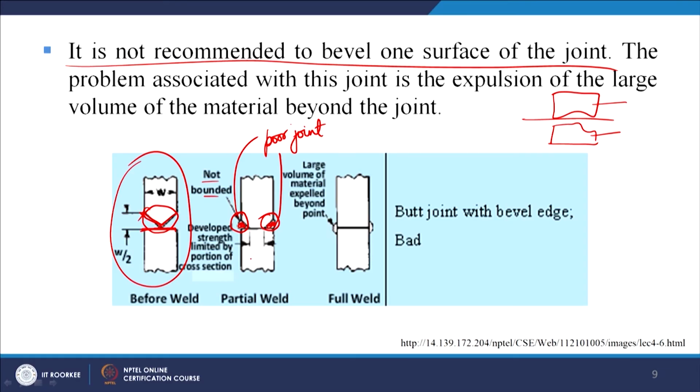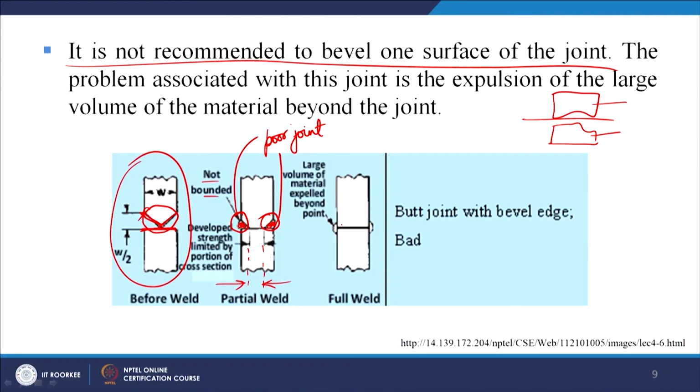Now what is the portion of the cross section? This is the portion of the cross section where actual bonding has taken place, and outside there is no bonding which has taken place. Why? Because of the bevel nature of one of the adherents or one of the plastic parts which is joined to a flat surface of the other plastic part. So another problem is large volume of material expelled beyond the joint.